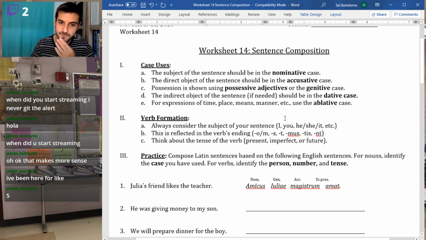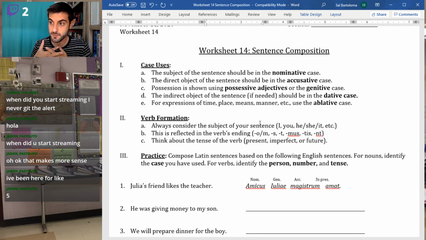Jumping ahead to the verb, right? The verb is going to reflect who that subject is. So if I am the subject, the verb's going to be first person singular. If they are the subject, it's going to be third person plural, and so on and so forth. This is what we call subject-verb agreement. They have to agree with each other. If a verb is singular, right, the subject has to be singular. If a verb is plural, the subject has to be plural.